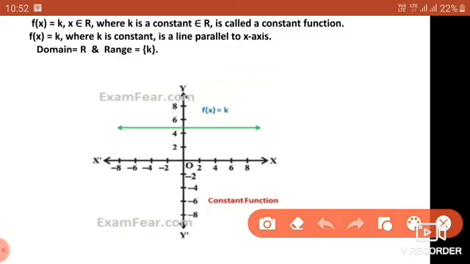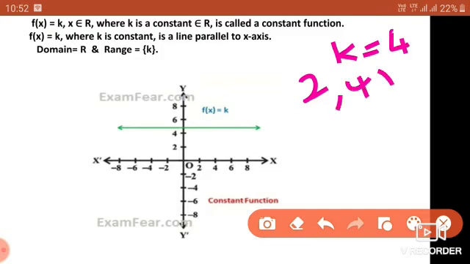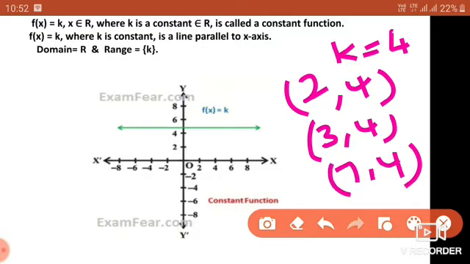For example, if you take 2, and I take the constant as 4, it will be (2, 4), (3, 4), (7, 4). So you will be plotting like this. So this k, if k is a constant, I am taking 4. If you plot (2, 4), (3, 4), (7, 4), you will be getting a straight line which is parallel to the x axis, and it is called the constant function.